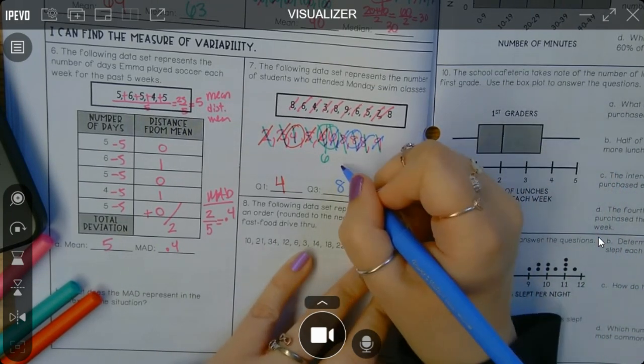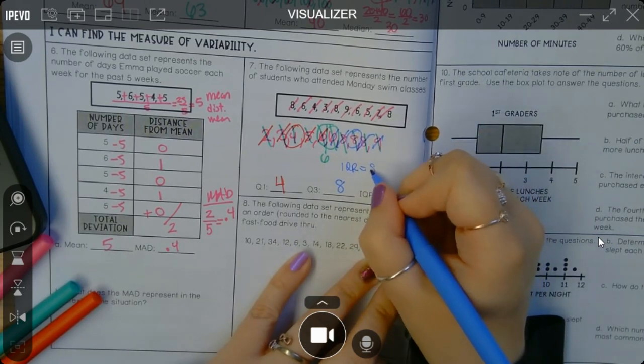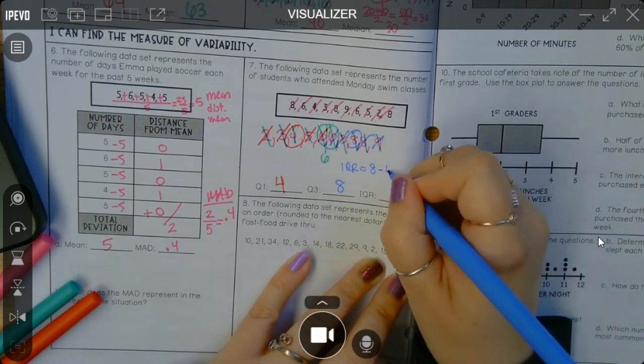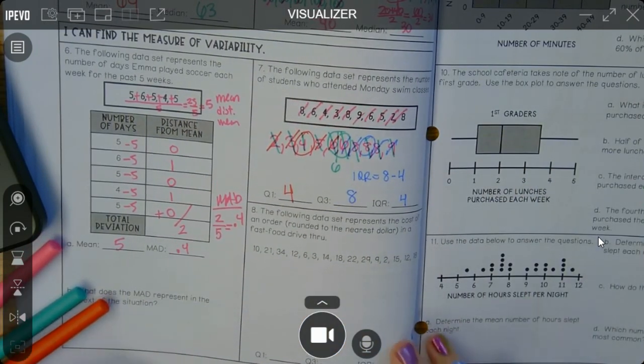And then when you want to find your IQR, you take the median of the upper half minus the median of the bottom half, and so your IQR would be 4.